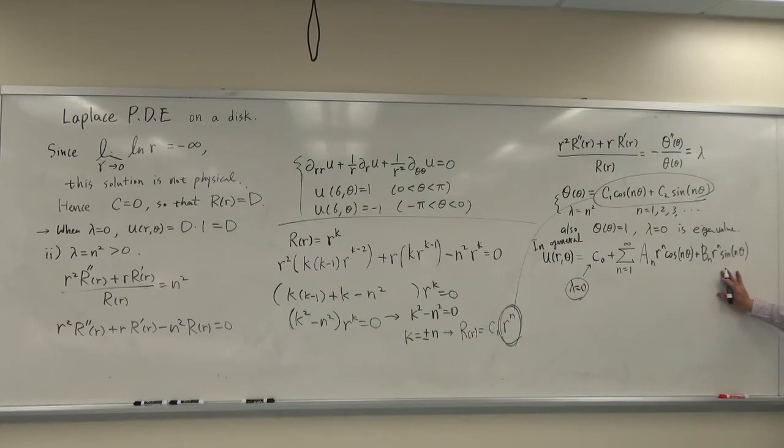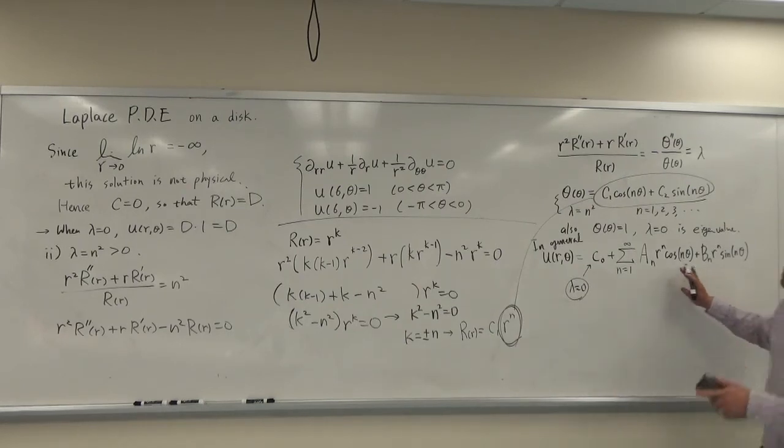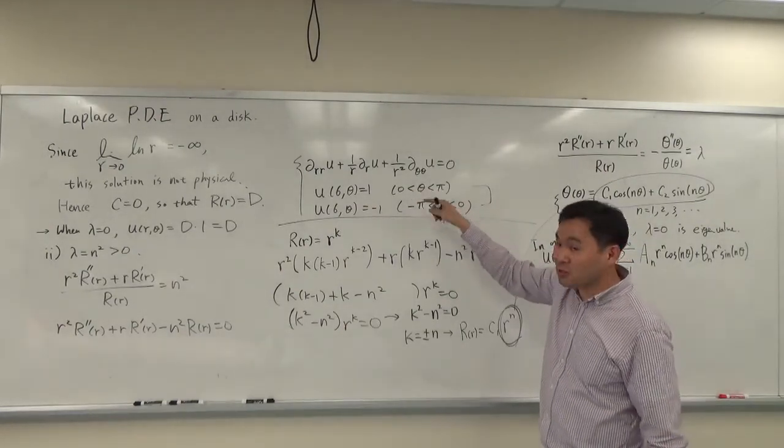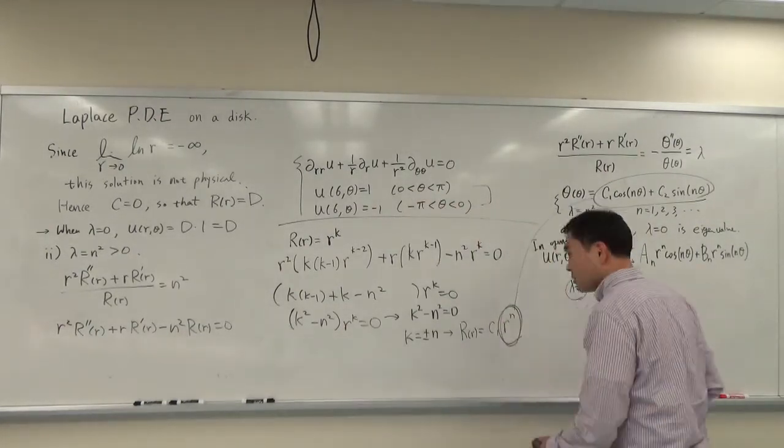Where do we go from here? I need to constantly ask you because it's so easy to get lost. Check the conditions. The Fourier series, yes. What conditions should we satisfy? The u of 6 theta, these two, right? Yeah, these endpoint conditions. So these should give you the Fourier series.